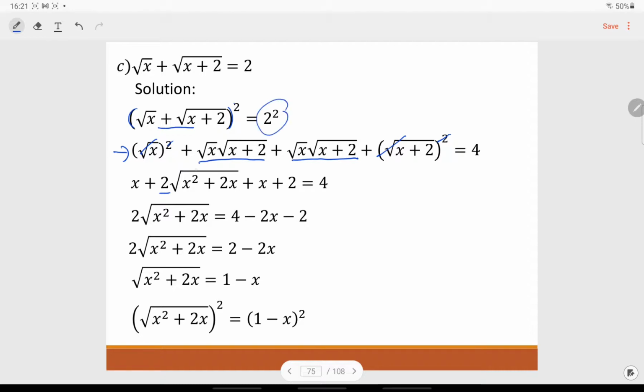Now we have a single radical sign here. So we take all the values without the radical to the other side. So we have this expression, and we keep the expression with the radical at the left hand side.